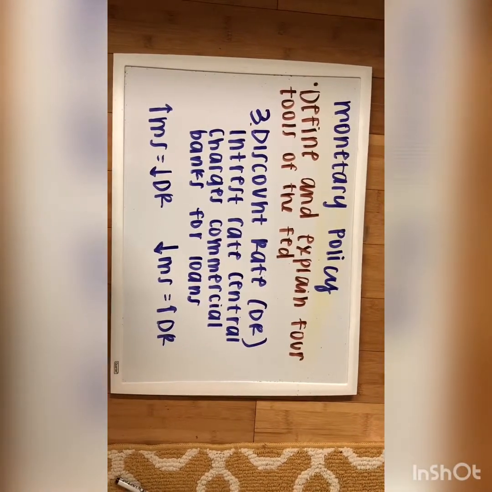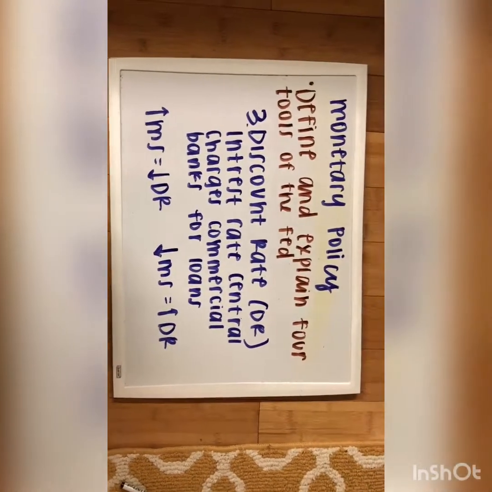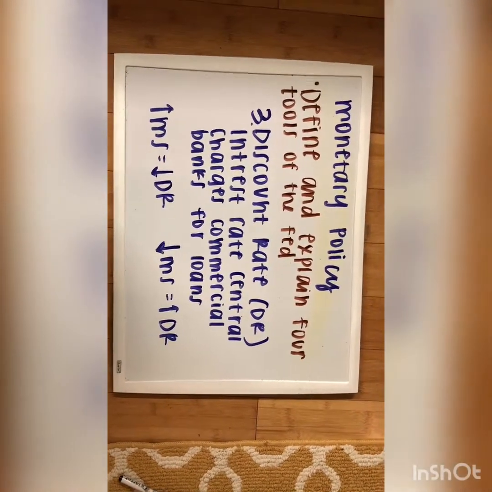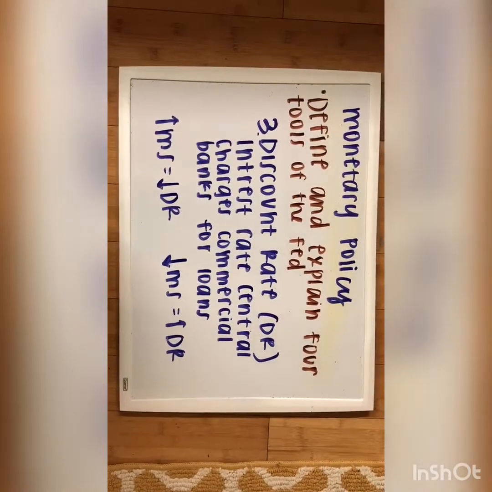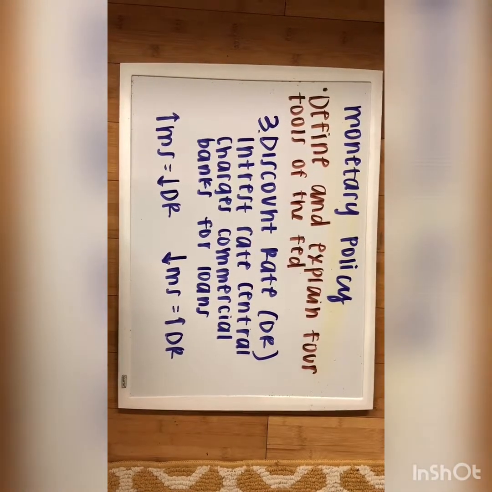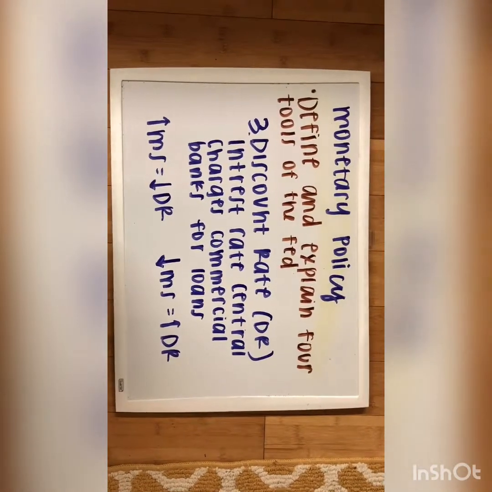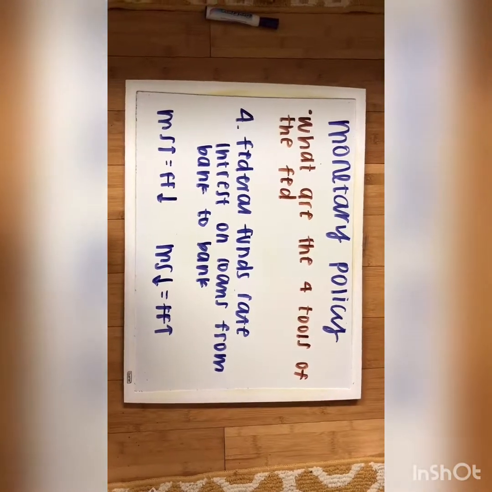To increase the money supply, they would decrease the discount rate to make it easier for banks to get loans from the central bank, therefore increasing the money supply. To decrease the money supply, they would increase the discount rate, making it harder for commercial banks to get a loan from the central bank.